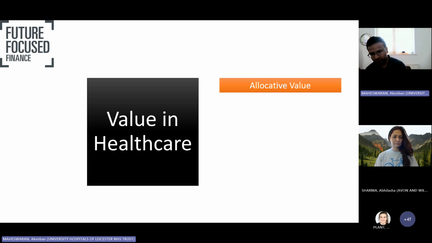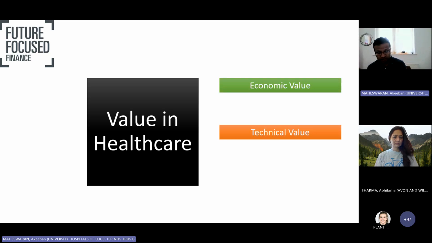Allocative value is also called economic value. What we will be focusing on is something called technical value. So you've been allocated some resources, some money or some staff, and it's how you make best use of them. That's what technical value is all about, and we're going to go into more detail because that's what's relevant to us. We often don't determine what our budgets are, but we have to then work within them.